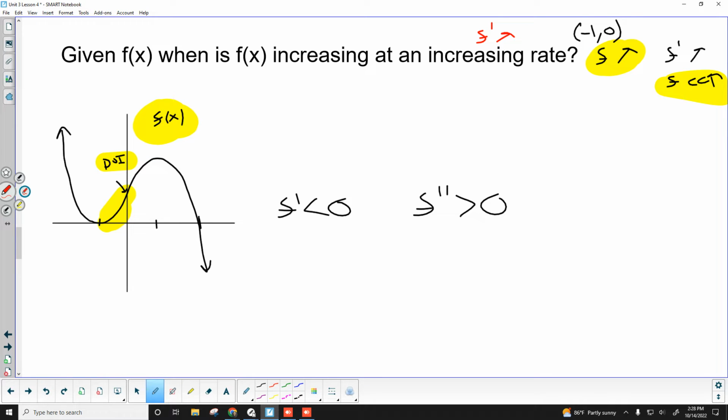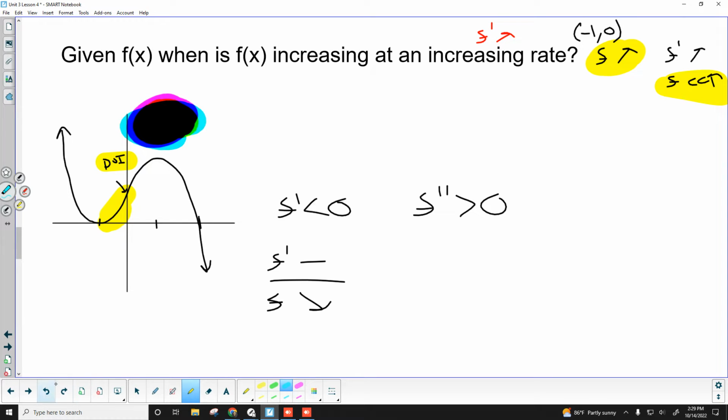Because this is the graph of F. All right, ready? F prime is negative. Okay, that means F is going down. Oh, guys, this is the graph of F. That's the graph of F. You got to pay attention. That's the graph of F. So you got to pay attention to F.